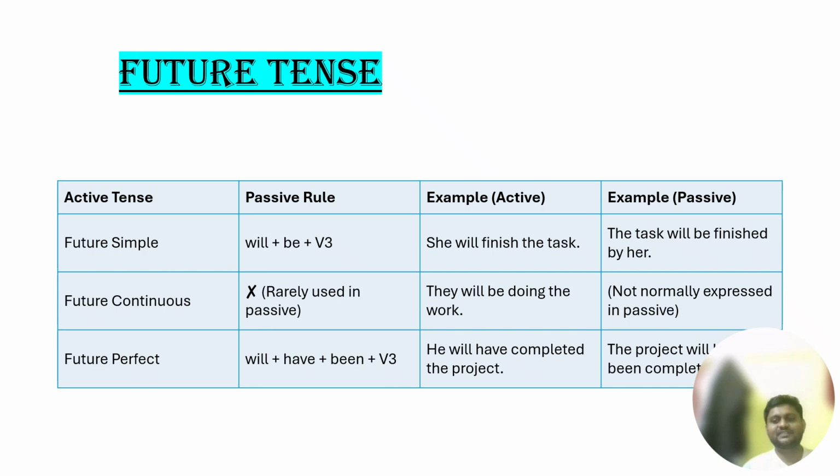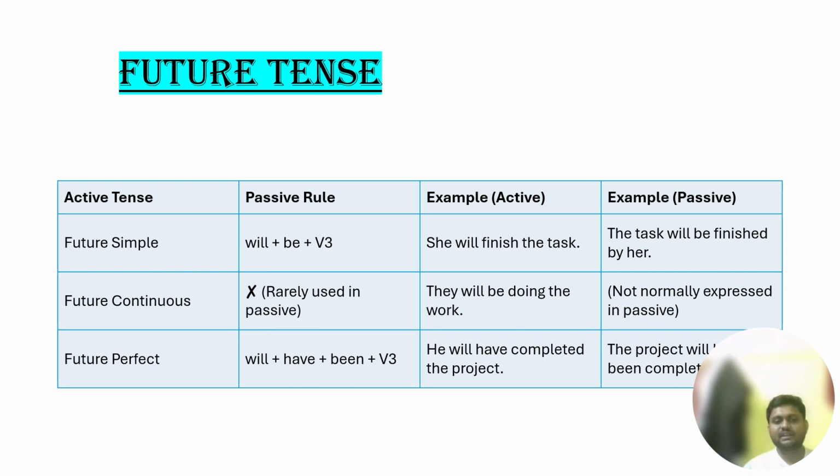So let us start with future tense. The first is simple future. To convert a simple future tense into its passive form, we will have to add will plus be plus the verb's third form or past participle. For example, if a sentence is she will finish the task, its passive form would be the task will be finished by her. And normally we don't convert future continuous tense into its passive form, so we omit this section.